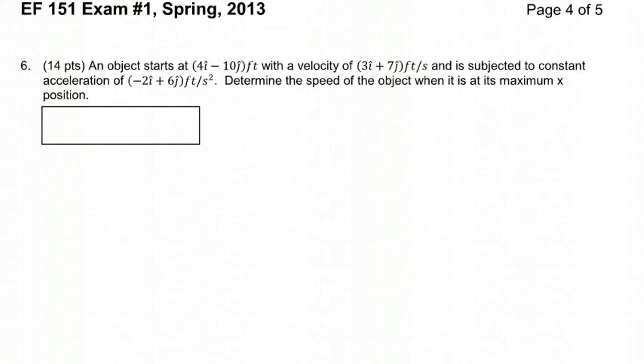Okay, problem 6 here has us working with a position. So it starts at an initial position, so let's call that S0. Initial velocity V0 and subject to a constant acceleration. So that's going to be our A. And note that these are both two-dimensional vectors.